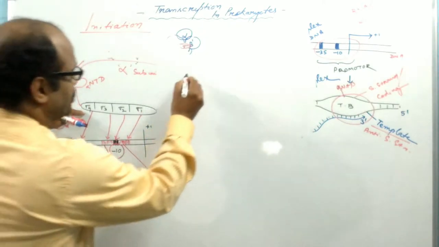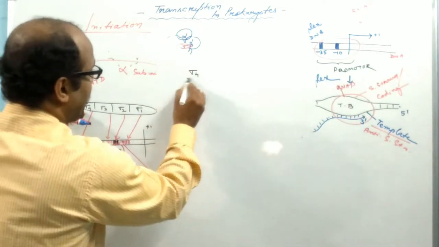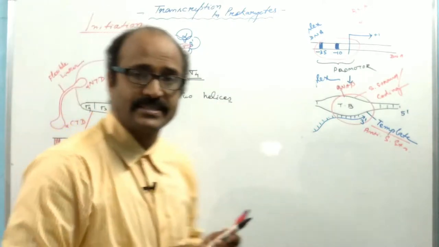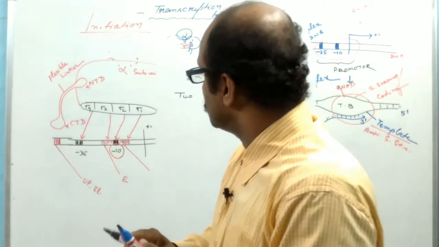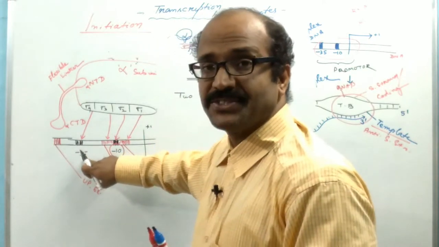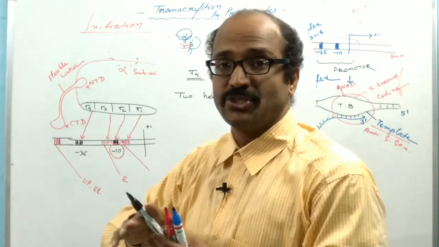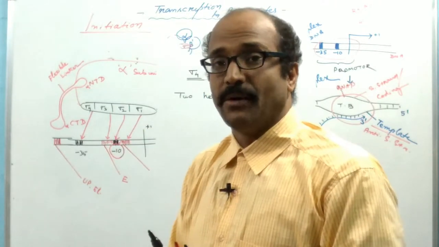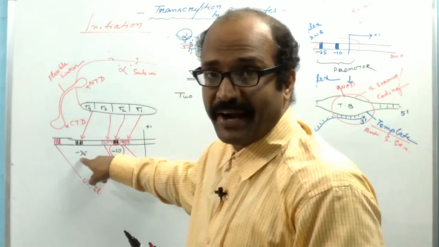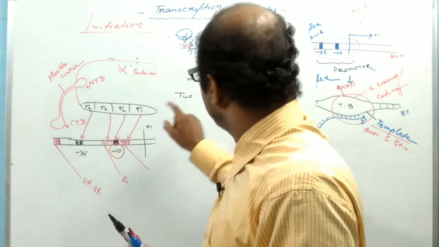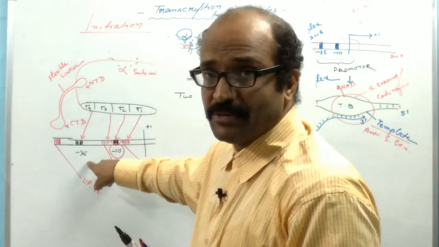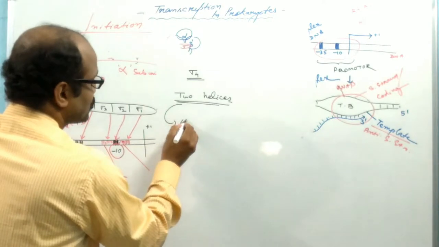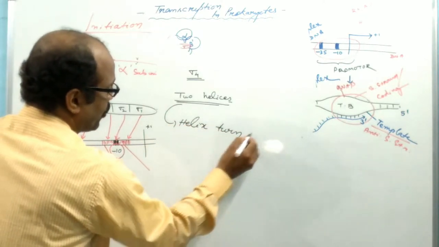The sigma factor region 4 has two helices. One helix inserts into the major groove of the minus 35 element, and the other helix, present on the top of the groove, interacts with the backbone of DNA at the region of the minus 35 element. The two helices which interact at the region of the minus 35 element are known as a helix-turn-helix.